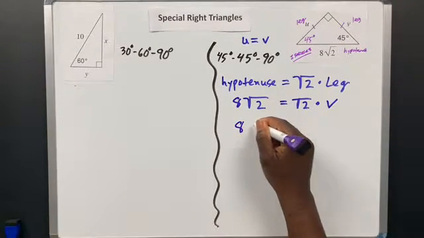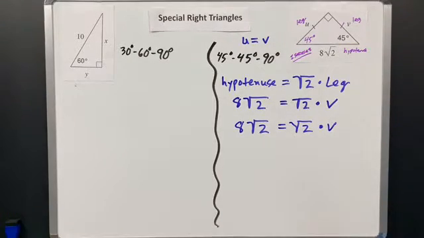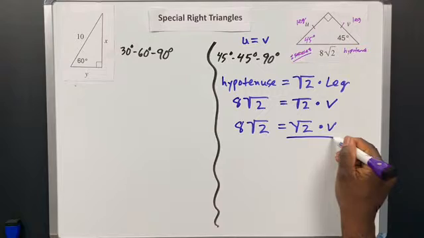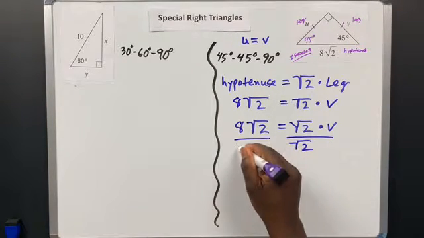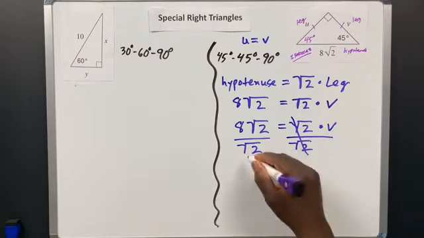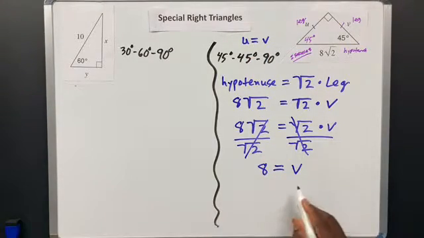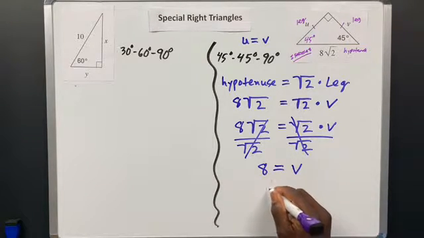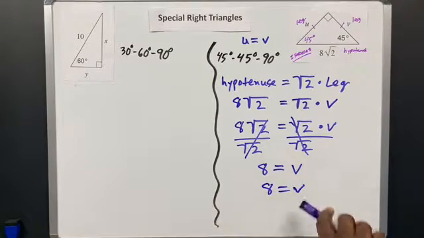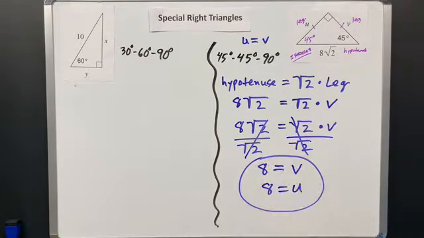So I'm going to copy this again. 8 times the square root of 2 equals square root of 2 times V. And now we're going to divide both sides by the square root of 2. So dividing this by square root of 2, dividing this side by square root of 2 to balance the equation. Yes, this crosses out, and this crosses out here. Square root of 2 divided by square root of 2 is 1. Last step, bring down that 8 equals V. So remember, if we know that V equals U, so V equals 8, and we also know that U equals 8. So this is our final answer.